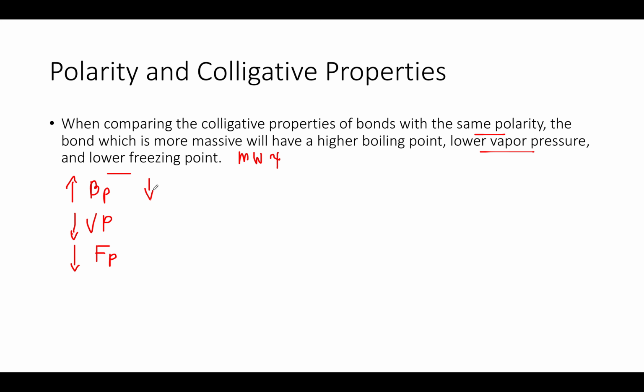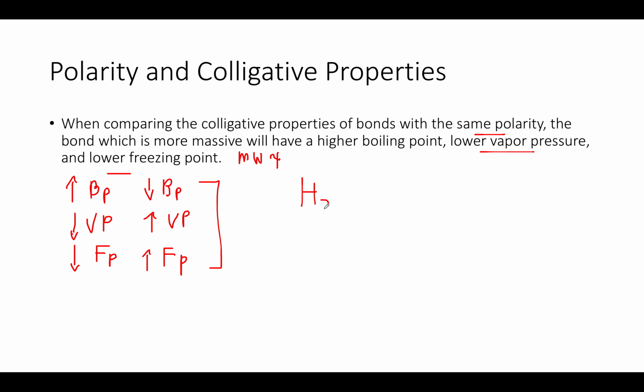And this is opposite too. So if you have a low boiling point, it's easy for those molecules to escape. So you're going to have a high vapor pressure, but you're going to have a higher freezing point because the bonds are weaker. So if you want to compare the colligative properties, these three being the colligative properties of bonds, and they have the same polarity, you're just looking at the weight.